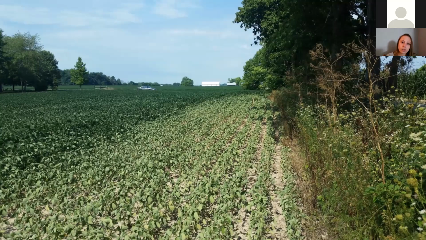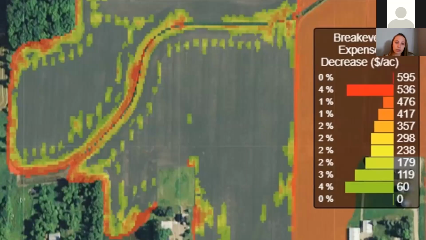For another visual, this farmer was farming edge to edge, pretty much everywhere he could get his tractor. And every single place there's a color on this map, this farmer is losing money. Where it's a more green dot, it's around $60 an acre they're losing, but in the darkest red colors, they're losing over $500 an acre.